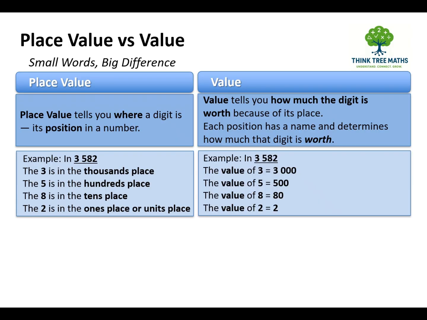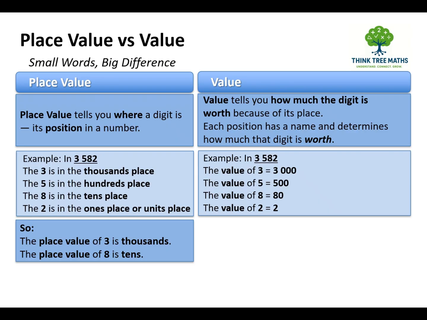But when we talk of value, for the same number, the value of 3 will be 3,000. The value of 5 will be 500. The value of 8 will be 80. The value of 2 will be 2.